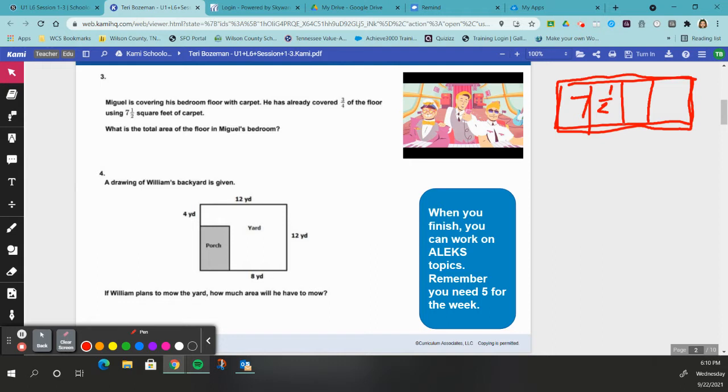So if I have 7.5, I want to change that to an improper fraction. So that would be 15 halves. And then I'm going to divide that by 3/4. When you are dividing fractions, if you remember from 5th grade, we keep the first number or fraction, change division to multiplication, and then flip the fraction. Instead of 3/4, we would have 4/3. So we keep, change, and flip.